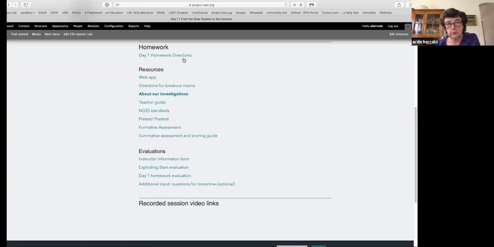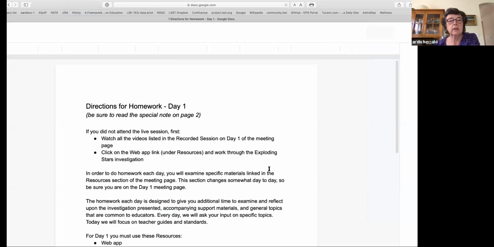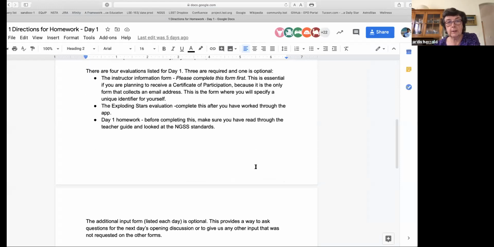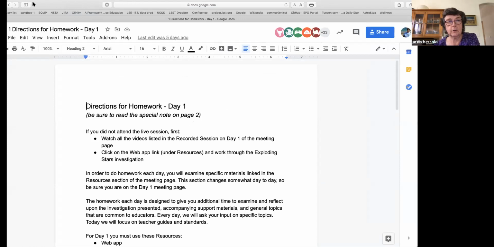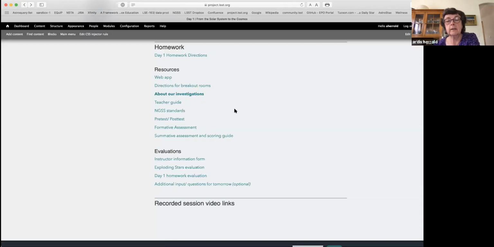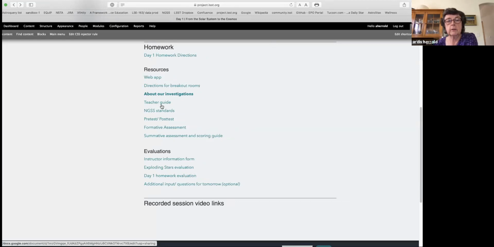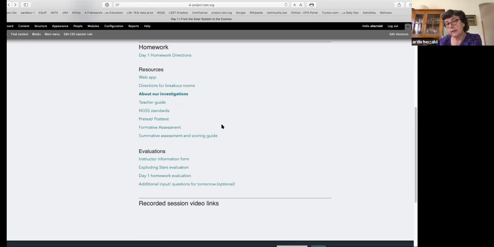For homework tonight, here's what you do. You can click on the day one homework directions, and it will tell you exactly what I'm going to tell you now in case you forget. So don't worry about having to take notes on this. It's all there for you. But in essence, what we would like you to do is look at a few of the links under resources, the teacher guide and the NGSS standards. The standards is particularly important for those of you who are teaching the NGSS. We know a lot of you are not, but we'd like you just to look at it anyway so you can see what we've done, because we have 1 or 2 questions about how we're presenting that information on the evaluation form.